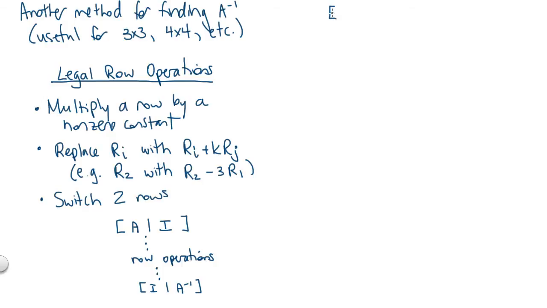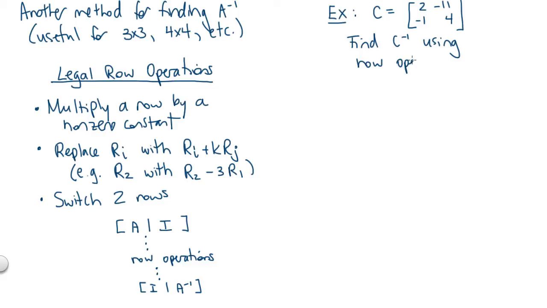So for our first example of using these row operations, let's take a matrix that we've already worked with. So we used the matrix C, which looked like 2, -11, -1, 4. We used that a few minutes ago and found the inverse. So let's try finding the inverse now using the legal row operation method, and we'll make sure that we can come out with the same answer. So the problem here, just to find C inverse, this time, instead of using our formula, let's use row operations.